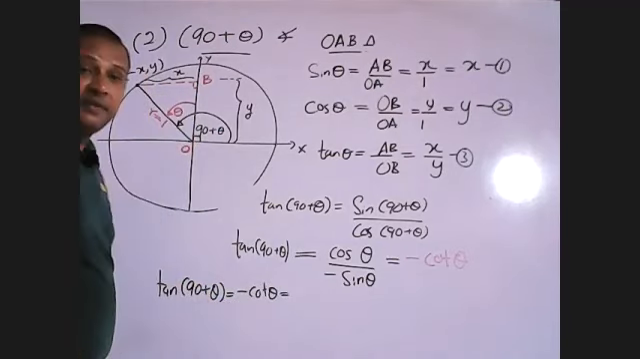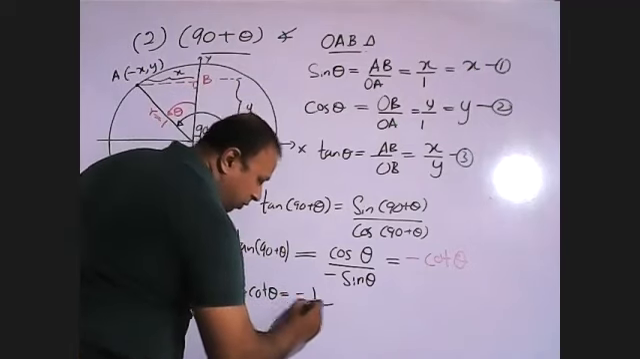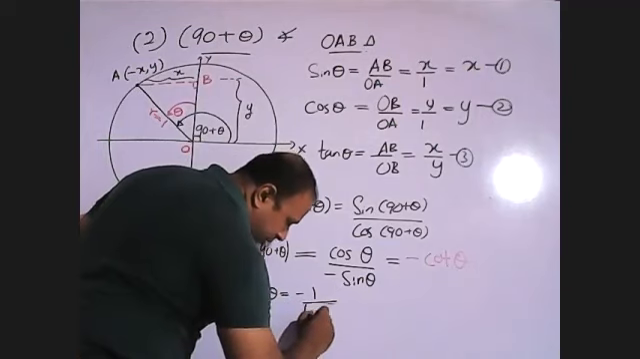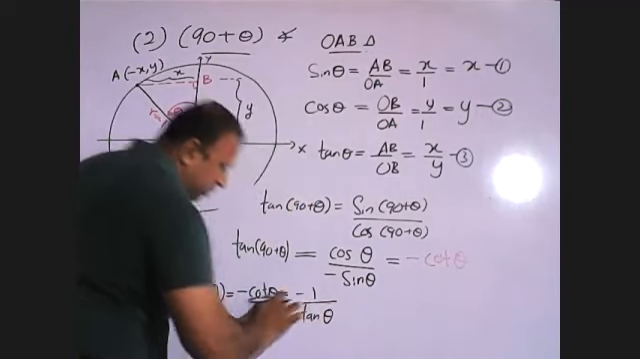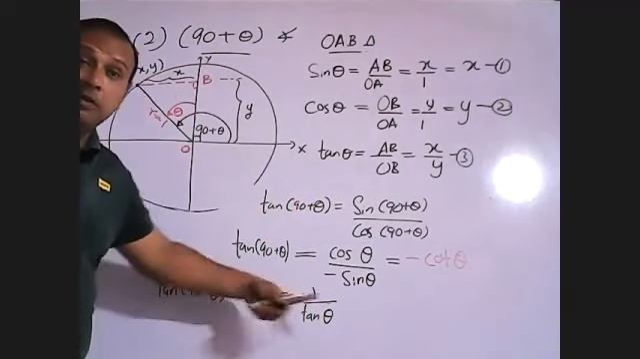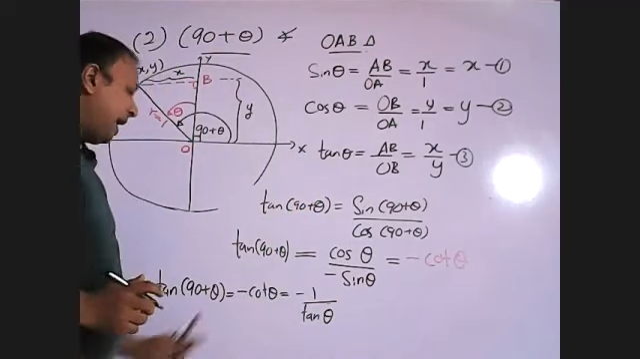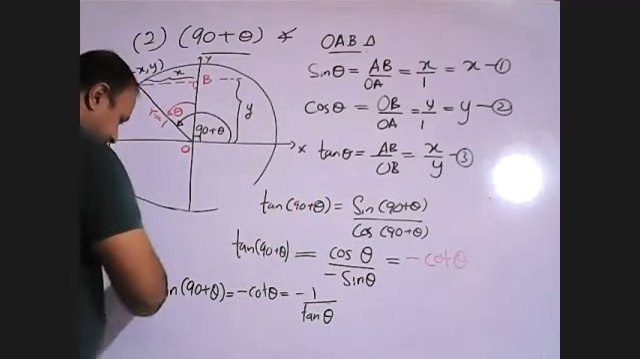Or I can rewrite this as minus 1 over tan theta, because cot theta is equal to 1 over tan theta, the reciprocal of tan theta.